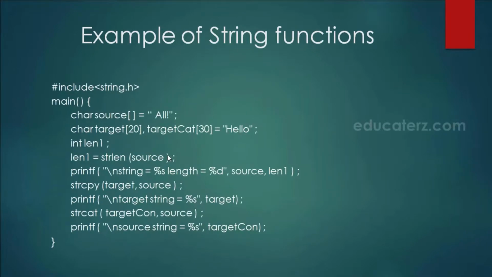In this example, if we have a character array initialized to something, then we can use strlen to get the length of the string. Then we have strcpy, which will copy the source to the target. Similarly, strcat will concatenate the source to the target. All these functions are available in the string.h header file, so we have to include that header file, then only we can use these functions. Let's try this practically.